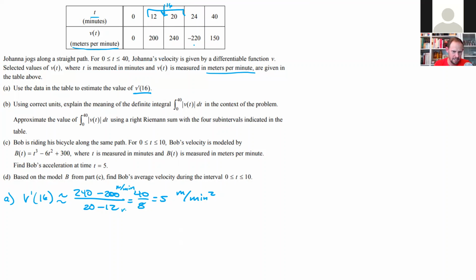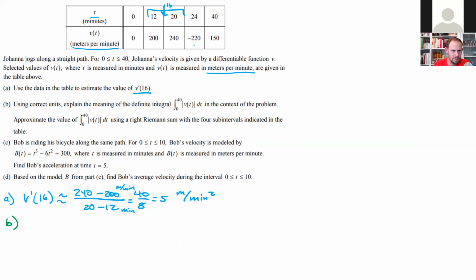and this is minutes on the bottom. So it'd be meters per minute squared. All right. So we just had to estimate. It didn't even ask for us to explain what it was or interpret, which is what they usually do. And we'd say at time t equals 16 minutes, her acceleration is approximately equal to 5 meters per minute squared. All right, part B.